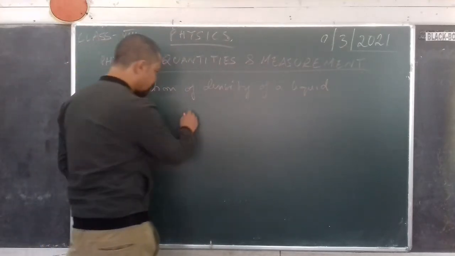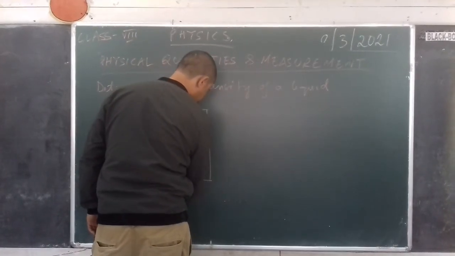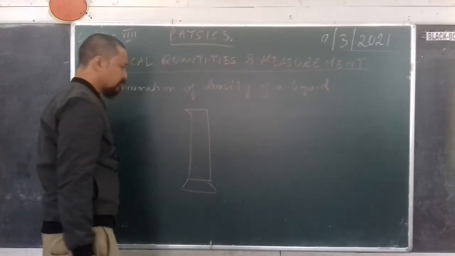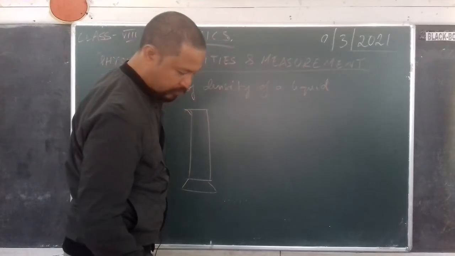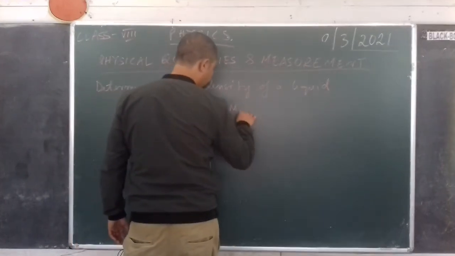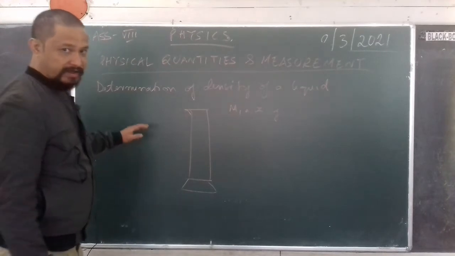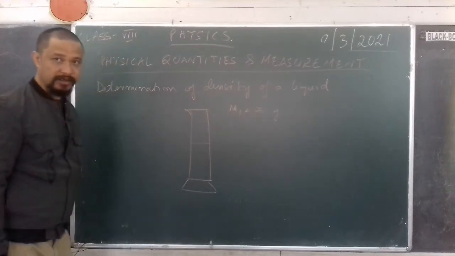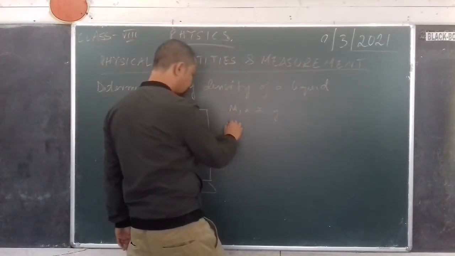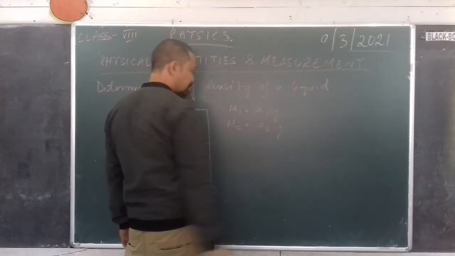So for this also you would need a measuring cylinder only. Better if it's a measuring cylinder, okay? So first you need to find the mass of the measuring cylinder, okay? So we'll call that M1, right? So whatever value, x grams, whatever, right? Then you need to put the liquid inside this measuring cylinder. Then you need to weigh that measuring cylinder again. So this will be M2, x2 grams.